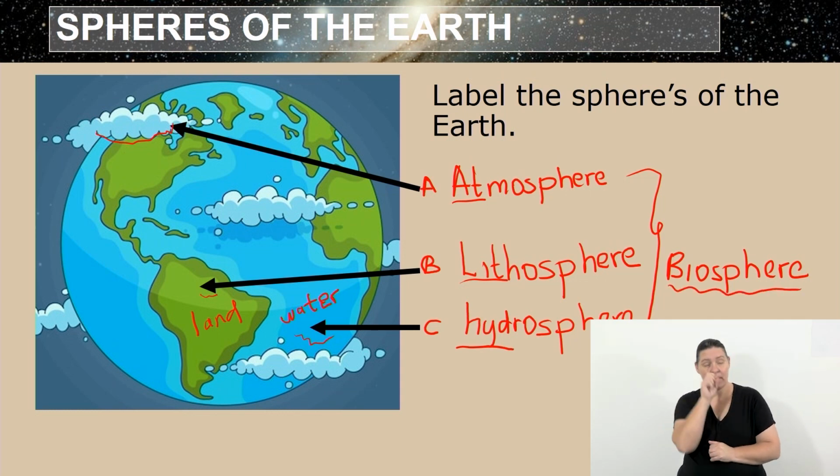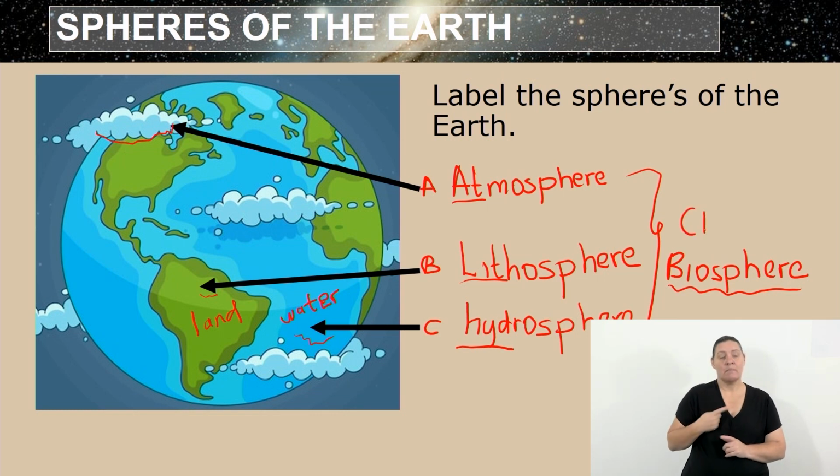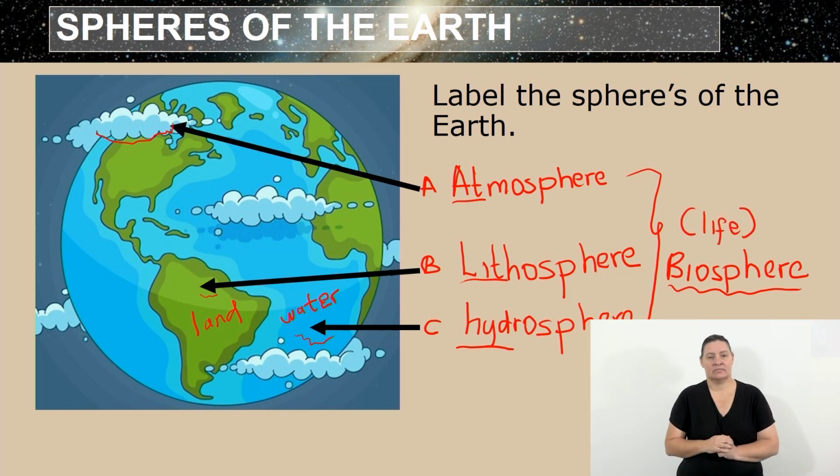And remember, we said the biosphere is life, okay? It consists of life, and life is all living things such as plants and animals, okay? Now let's move on to our next slide. We are now going to look at the different spheres individually so that we can understand them in more detail.